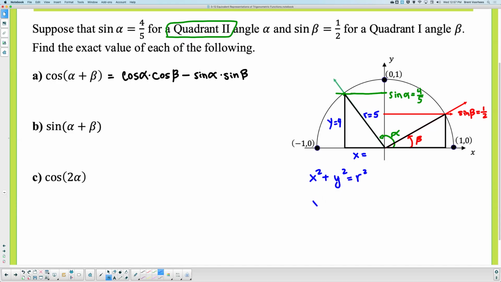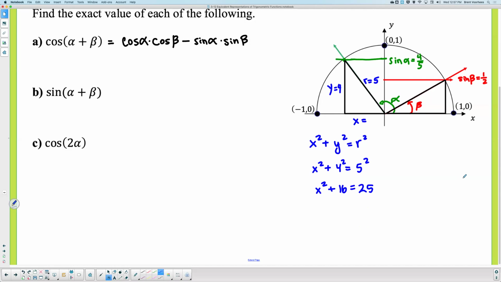In this case, we don't know x. Y is 4, which 4 squared is going to be 16. R is 5 squared. We have x squared plus 16 equals 25. What's my one step of algebra I got to perform here? We subtract 16 on both sides. And so x squared equals 9.